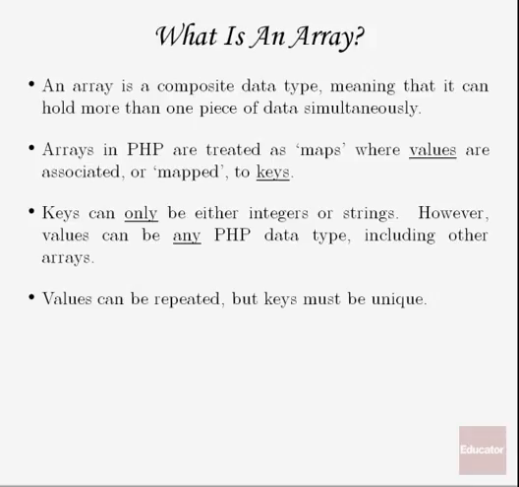In PHP, you can have 2 kinds of keys. They can be either integers or strings. And the values, as mentioned, can be any data type. Values can be repeated, but the keys must be unique. Because if you had 2 identical keys, how would you know which piece of data it refers to?